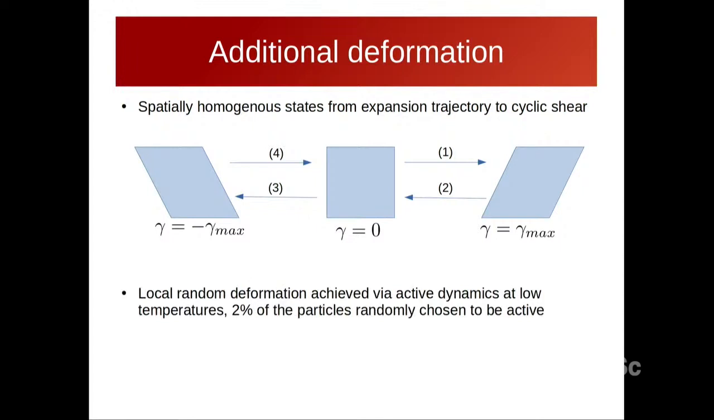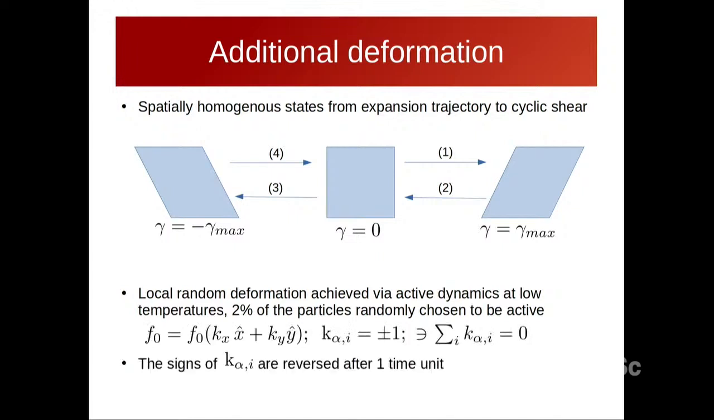The other protocol which we are doing is basically local random deformation by activity. So the matrix is a solid, and we are just introducing activity to, say, 2% of the particles, which are chosen randomly, and these active forces are provided by an extra force term that you add. So this k_x is plus or minus 1, and it switches direction after a persistence time. After every persistence time you change the signs of k_x, and we make sure that there is no net momentum given to the system. And as I said, there is a persistence time here.